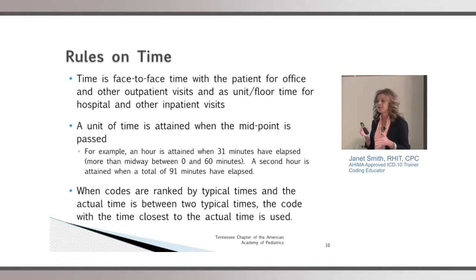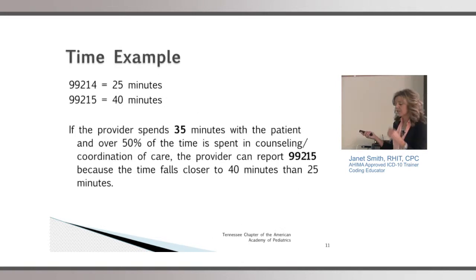When you have codes that have typical times assigned to them and your actual time falls between those two codes, you want to report the E&M code closest to your actual time. On the next slide, you'll see an example. 99214 is 25 minutes, and a 99215 is 40 minutes. If you spend 35 minutes with the patient, and over 50% of that time is spent in counseling and coordination of care, you can report the 99215, because the time falls closer to the typical time for 99215 than it does for 99214.